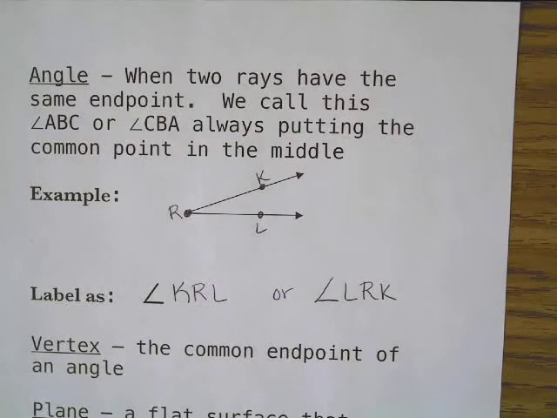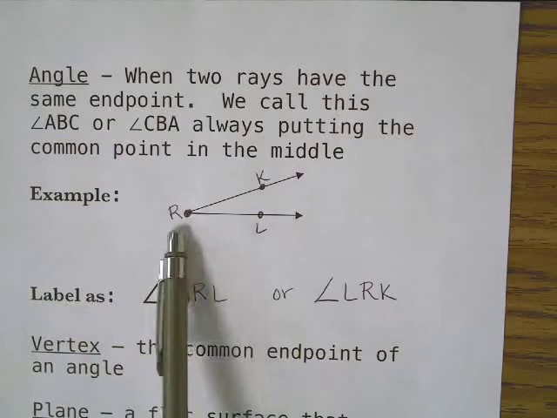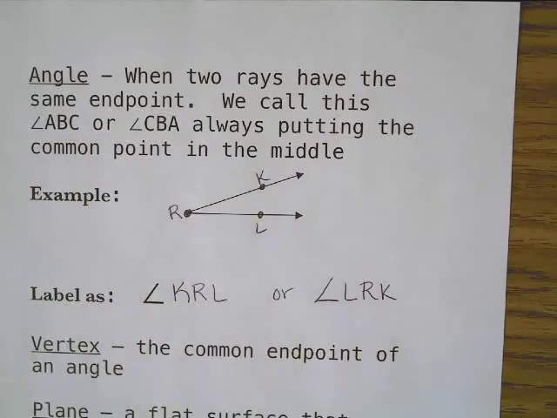Does that make sense to everyone? That point right there, that letter R, is our vertex. It's the common endpoint of an angle. So when they ask you to label the vertex A, they want the point that they both have in common, that common endpoint, to be the vertex.